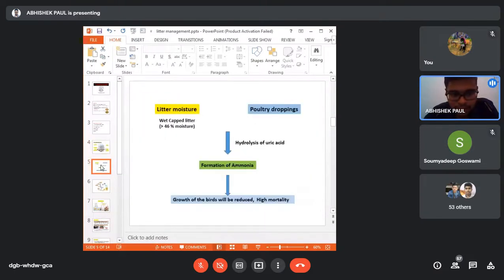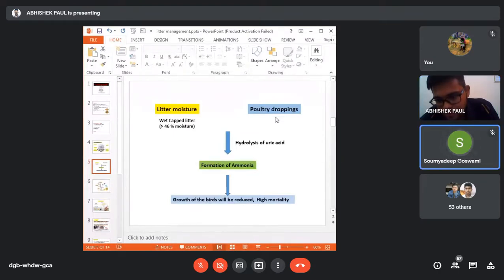Now going to the next slide, you see what the consequences of wet litter material are. If the litter material contains more moisture, particularly more than 46% moisture, then what will happen? Poultry droppings contain uric acid, the byproduct of protein digestion in poultry. And what about human beings? What is the byproduct of protein metabolism? Sir, urea. Urea. Very good. But in poultry, it is uric acid.